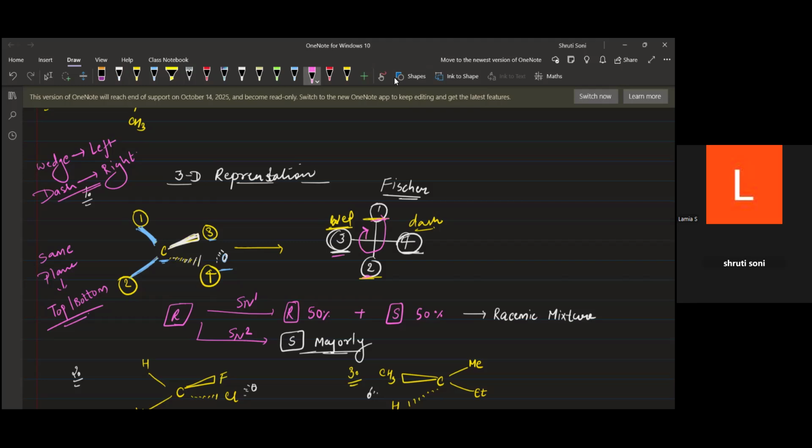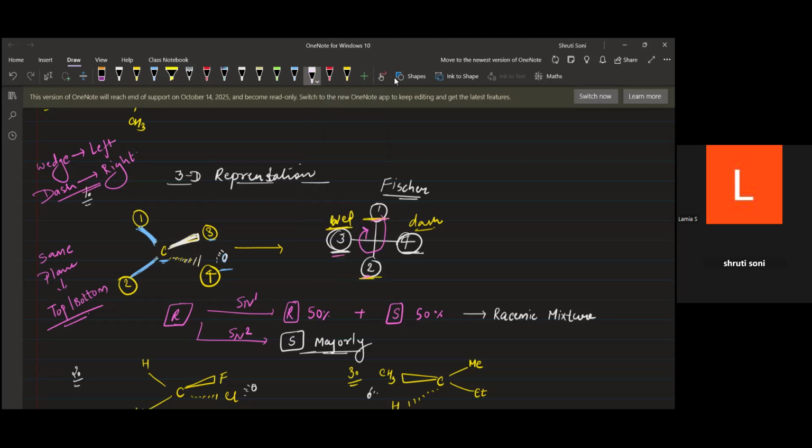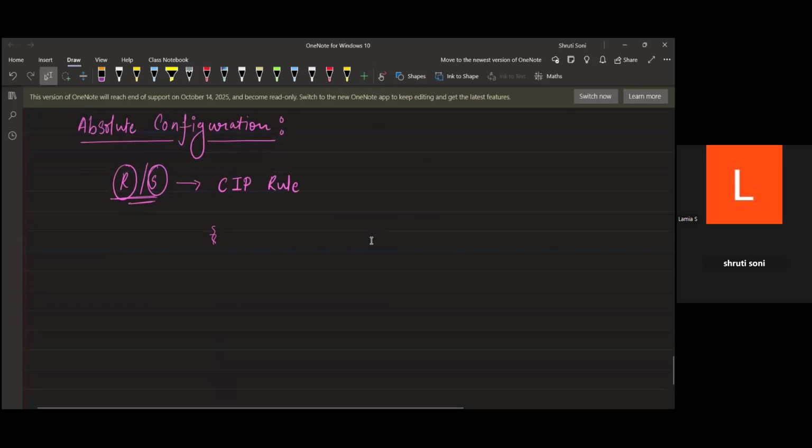First, second, and third are the major, and this can be clockwise or anti-clockwise. So tell me, does this arrow represent clockwise direction or anti-clockwise direction? Clockwise. Absolutely. So whenever the representation is clockwise direction, that molecule shows R configuration, and if it is anti-clockwise, it will show S configuration. Okay.